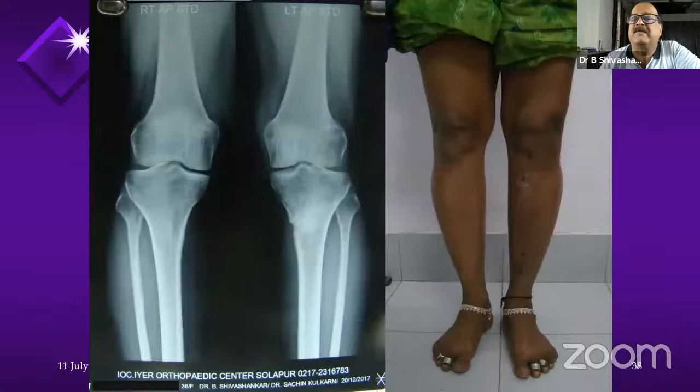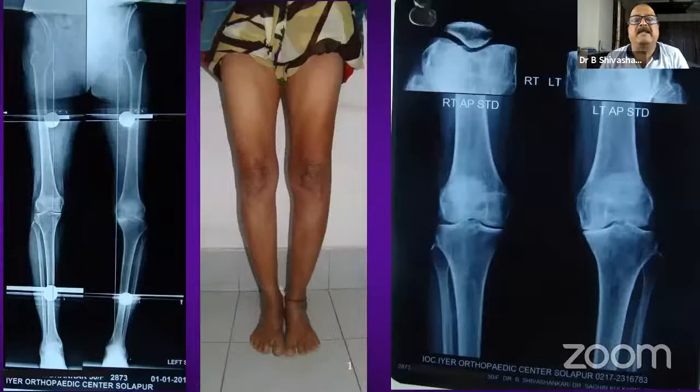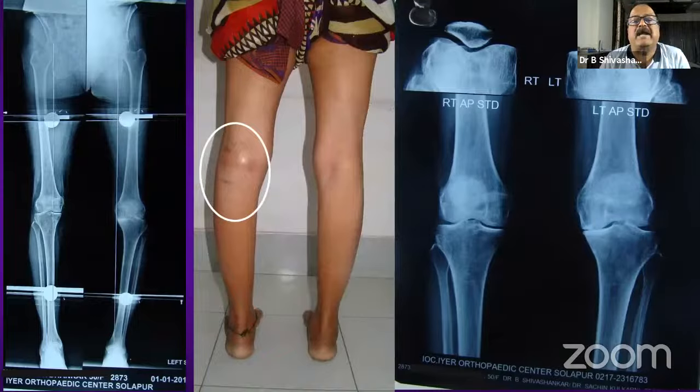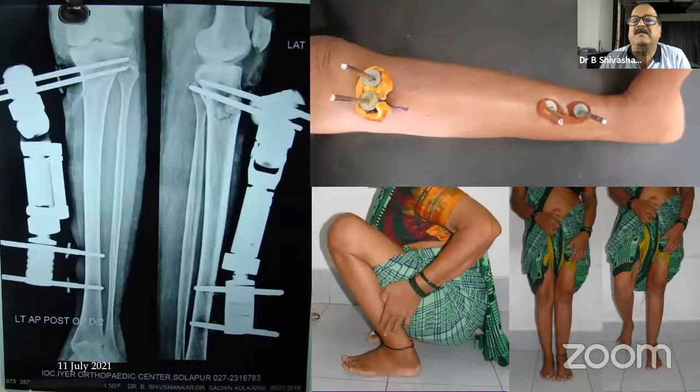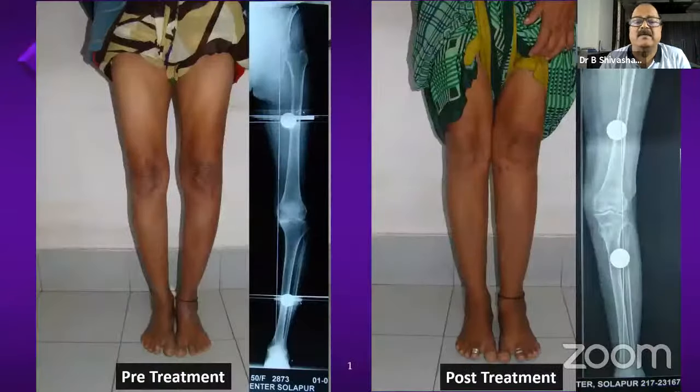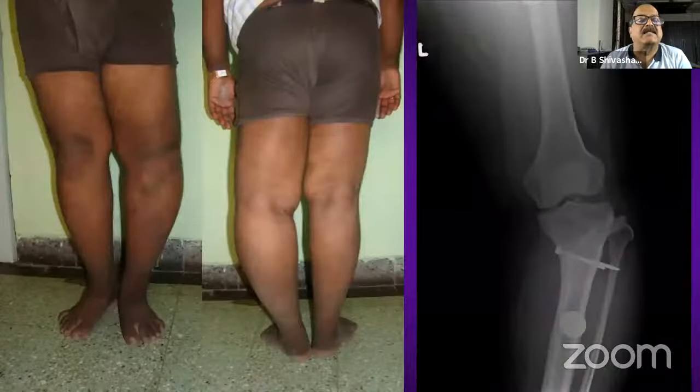So this is at the end of the treatment. She had a very pain-free knee after this because of the offloading of the medial joint space. Another elderly lady, the left knee was more severe than the right. You can see the branding scars as well as the Baker's cyst on the left side. And this patient also I have treated with a fixator to get a good result. You can see the pre-treatment and the post-treatment X-rays and the mechanical axis.